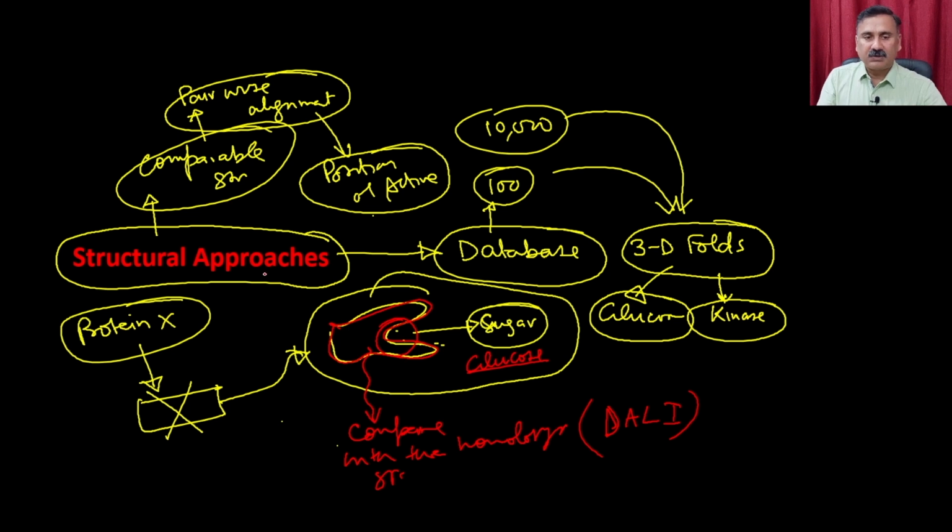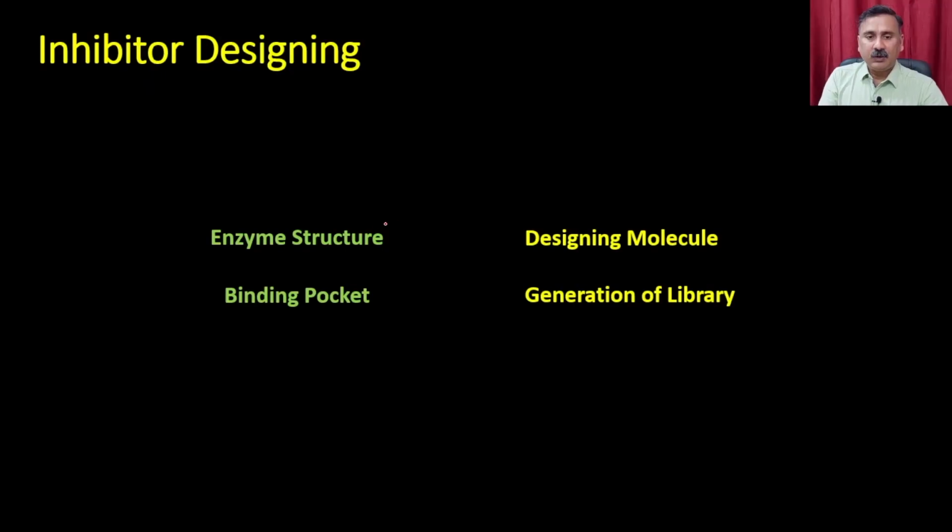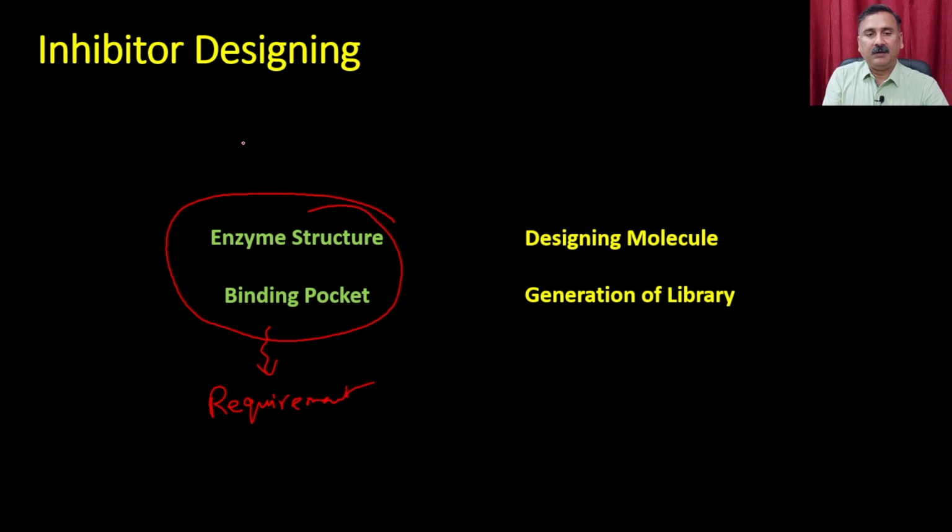If you want the structural things, you can calculate the 3D folds and all that. So these are the three different approaches to identify the binding pocket. You can identify the active site. Once the active site is known, then half the part is over. You are going to know what the requirements of this particular area are, which means component 1 is clear.